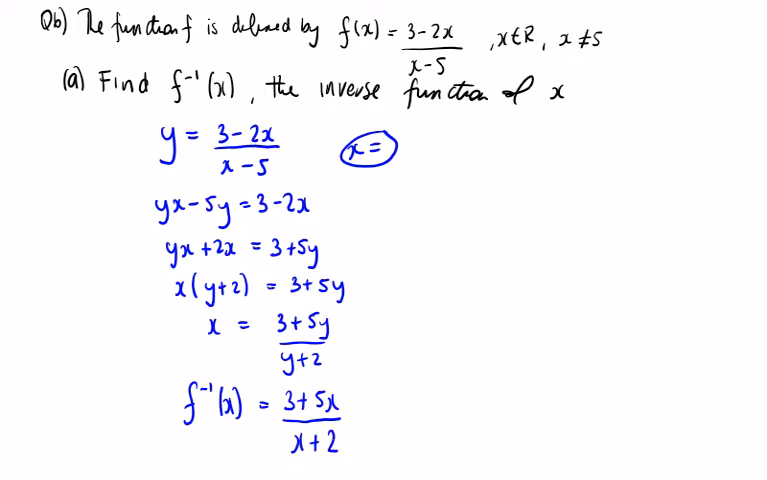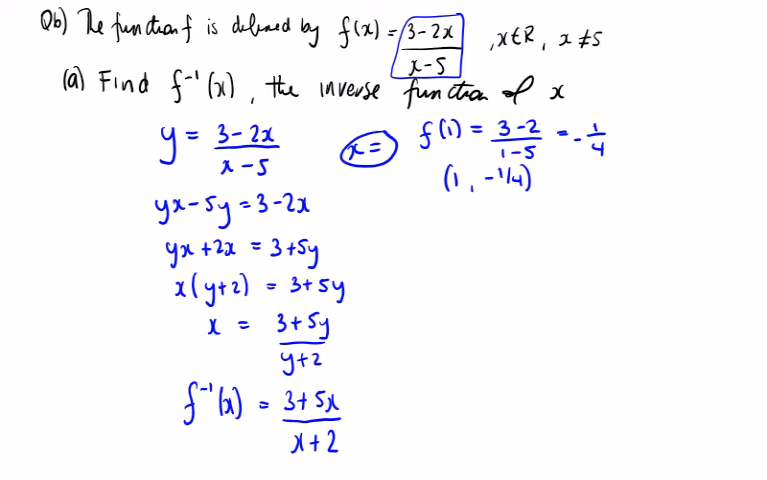Now we can check this. So let's put a value into our original function. Here's my original function. Let's try f of 1 and see what we get. f of 1 is equal to 3 minus 2 over 1 minus 5, which is equal to 1 over minus 4, or minus 1 over 4. So the point 1, minus 1 over 4 is on the original function.